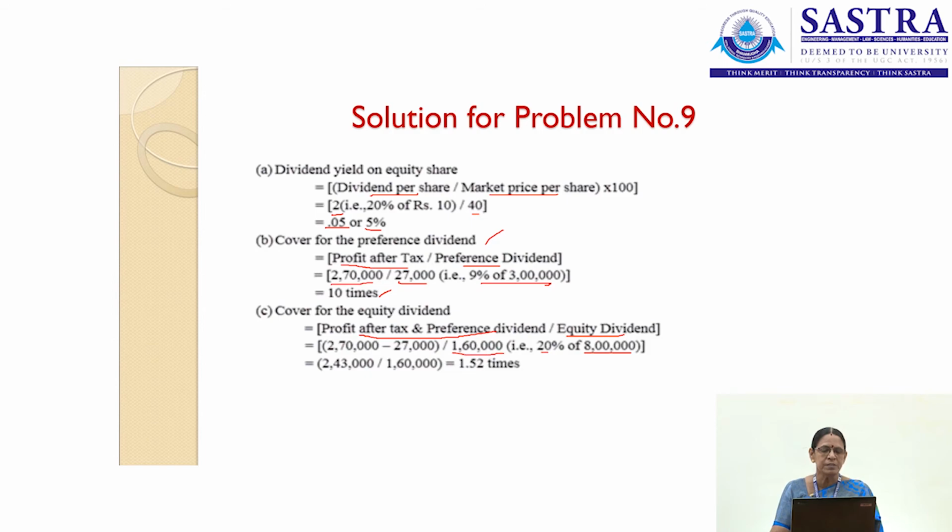So, 2,70,000 is your profit after tax minus your preference dividend 27,000. So, 2,43,000 divided by 1,60,000, it is 1.52 times. That is, with the profit available 2,43,000, the company is able to pay 1.52 times of your equity dividend. This is your equity dividend cover. So, we have calculated dividend yield per equity share, then cover on your preference dividend, cover for your equity dividend.